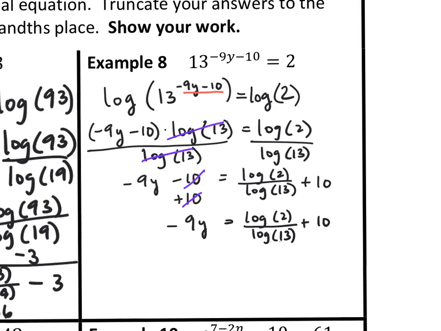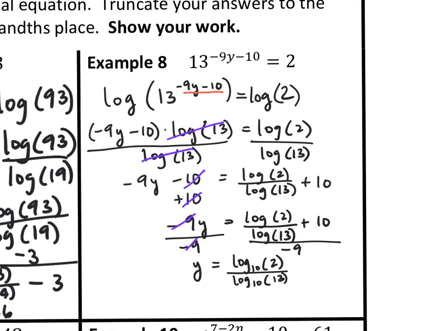And then one last step to solve for y. The opposite of multiplying by negative 9 is dividing by negative 9. So these will cancel. And so I'm left with y equals, and again remember it's log base 10 of 2 over log base 10 of 13 plus 10, divided by negative 9.